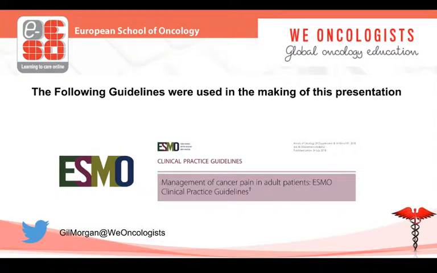In the development of the following presentation, I used the ESMO clinical guidelines for the management of cancer pain in adult patients. These are well updated and were released in 2018 and can be downloaded for free at Annals of Oncology. During this presentation, when you see the ESMO Clinical Practice Guidelines banner, this means that this is directly from the ESMO guidelines. Any slide that does not have the banner is not directly from the guidelines.